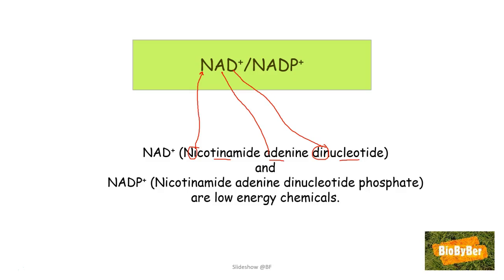NADP plus is nicotinamide adenine dinucleotide phosphate. Now the bad news here is that you have to remember the proper names of these chemicals because they are actually mentioned in the syllabus and could appear on the exam paper. Now another notion to understand is that these are 2 complicated chemicals that are low in energy.